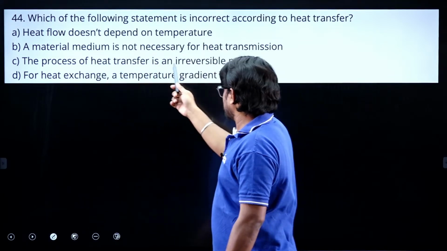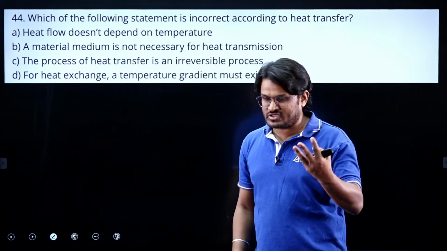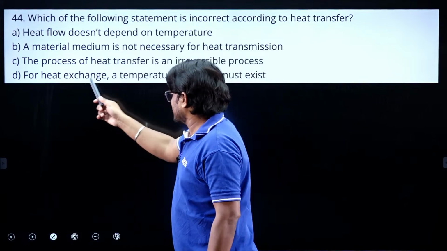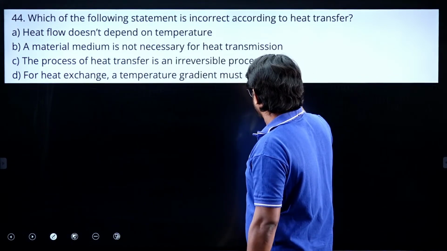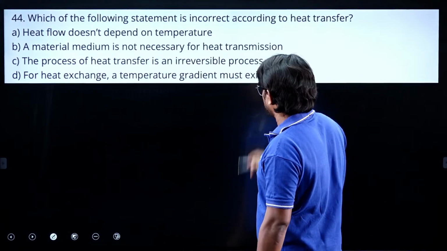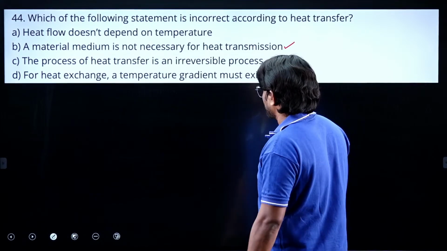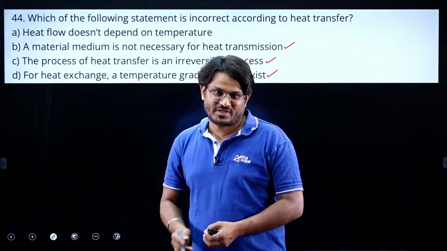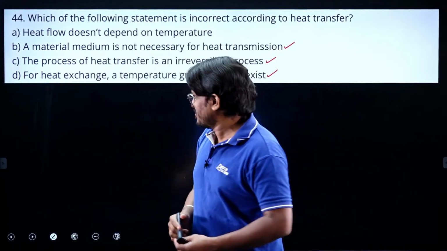The process of heat transfer is irreversible. Right now I can't say what is reversible, irreversible, but in future you will understand that heat transfer is irreversible. For heat exchange, a temperature gradient must exist. Yes, so this is also correct. Material medium is not necessary for heat transfer, this is also correct. So heat flow doesn't depend on temperature? No, it depends on temperature. If there is no temperature difference, there is no heat transfer. So for heat transfer, there should be a temperature difference.